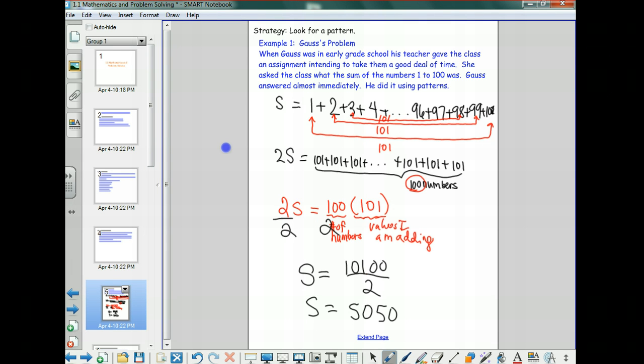5,050, right? 10 divided by 2 is 5, but the 1 didn't divide at all. That's why there's a 0. So 10 divided by 2 is the 5 here, and then the 0 is down here. The other way you could have done it is you could have said this is 50 times 101 and multiplied that out either way. So Gauss found out that this sum is actually 5050, or 5,050. And that's his problem-solving strategy using patterns.